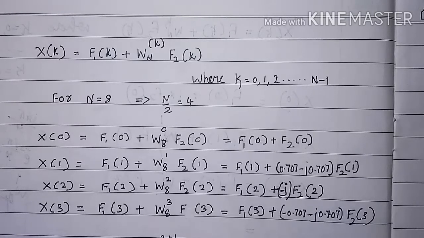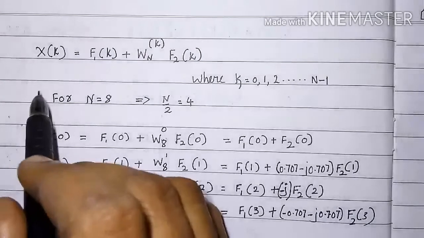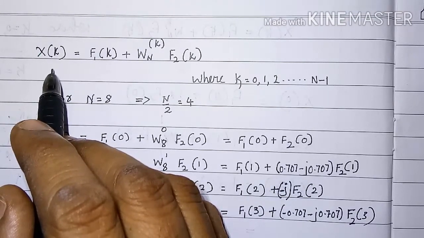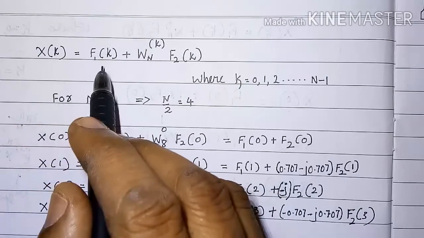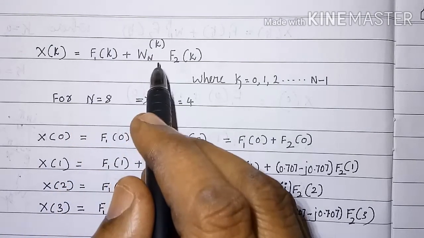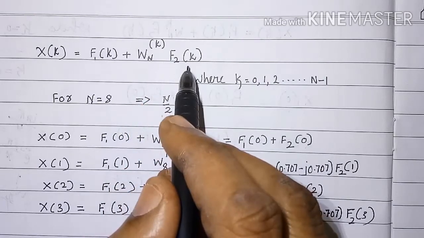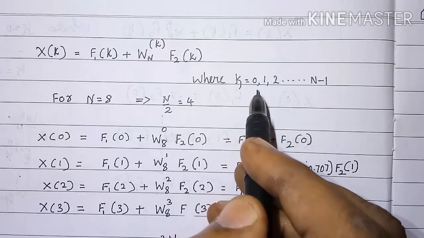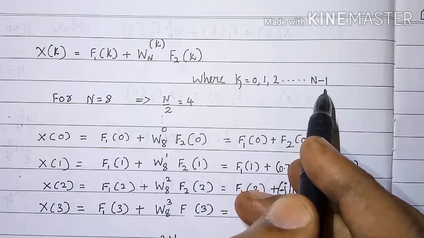Dear students, in last class we have learned the DIT FFT algorithm, and at the end we got an expression for the DFT, X of k, as F1 of k plus W_N raised to k into F2 of k, where k is equal to 0, 1, 2 and so on up to capital N minus 1.